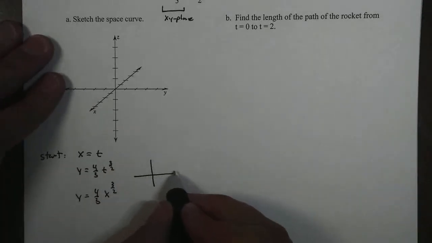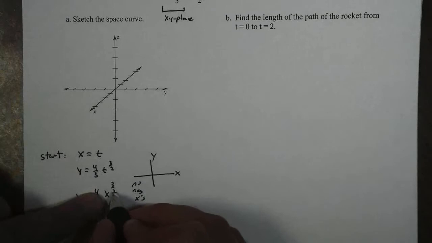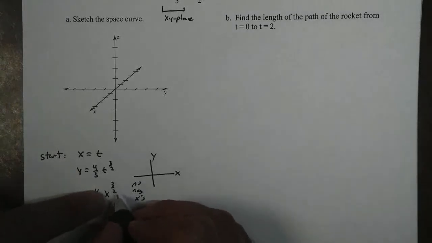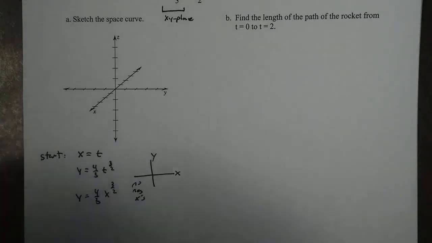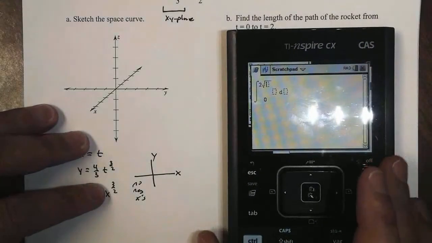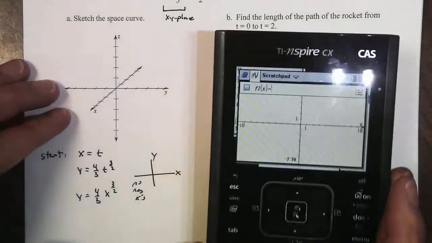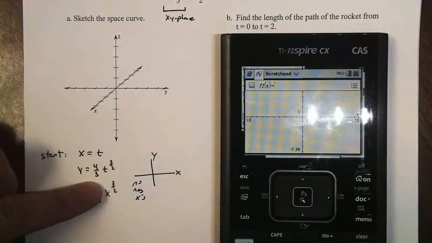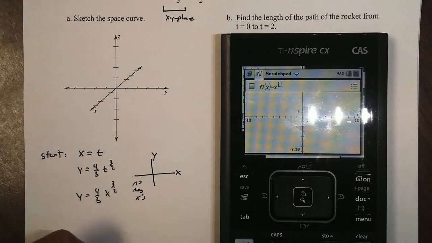So let's see what this looks like on the XY plane. On the XY plane, I don't have to worry about negative x's. There's going to be no negative x's here because I'm taking an even root. So what does x to the 3/2 look like? Well, I might have forgotten that, but that's why we have calculators. If I forgot what x to the 3/2 looks like, I can graph that. X to the 3/2, so 1.5.